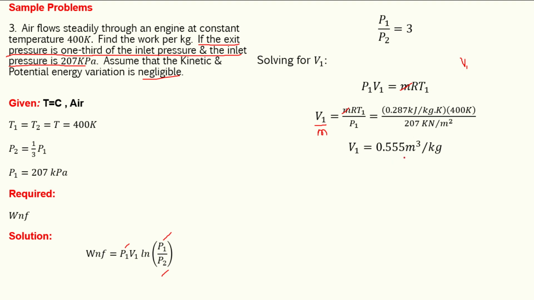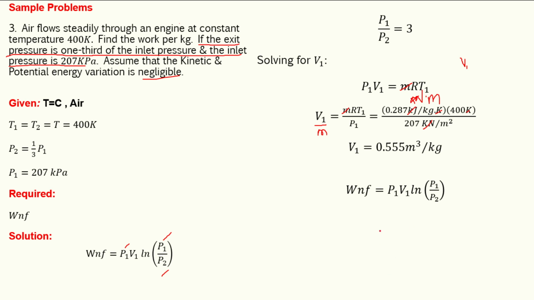So, paano na-derive yung units natin? Kilojoules, pwede mo siyang i-write as kilonewton meter. Cancel yung kilonewton. Cancel yung Kelvin. Then, yung meter mo, pupunta sa ilalim. Okay? Kaya, v1 mo ay cubic meter per kilogram kasi may natira pang 1 kilogram.